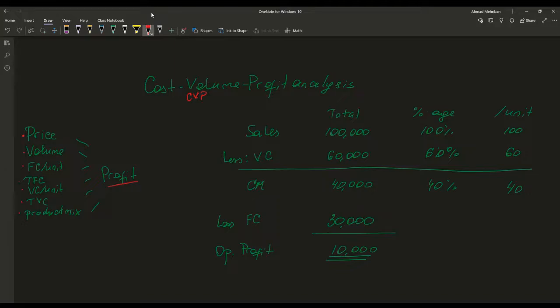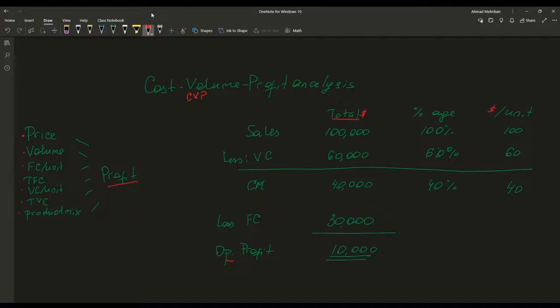Again, if you remember from our earlier video, sales less variable cost equals contribution margin, less fixed cost equals operating income. That's what our contribution income statement looks like. Here we've added much more detailed information than before. So we have total dollar values, percentage, and then value per unit.